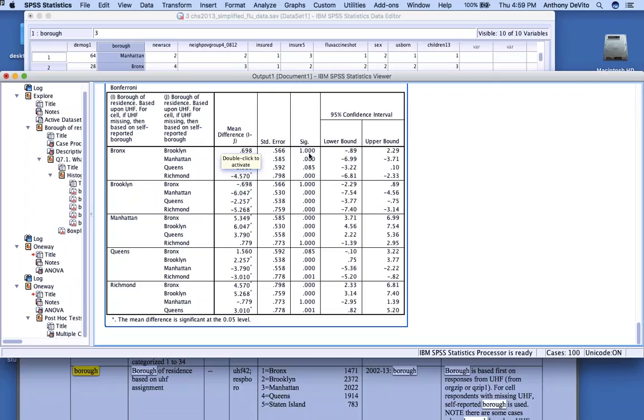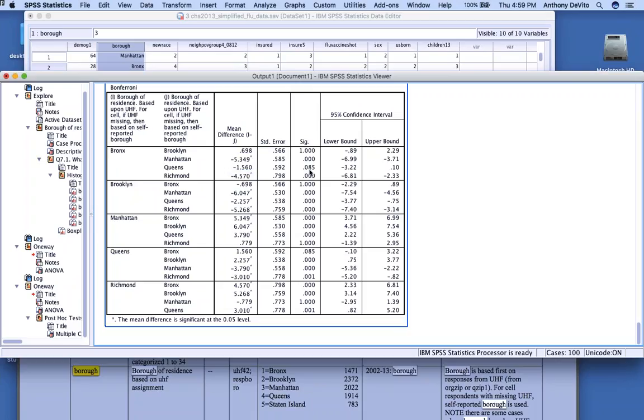So let's see, this first value is 1. Can I reject the null hypothesis? Is Brooklyn and the Bronx, can I say they're different? No. Okay, this one's 0.000. Bronx, Manhattan, can I say there's a difference there? Yes. Yes, I can reject null. How about Bronx and Queens?